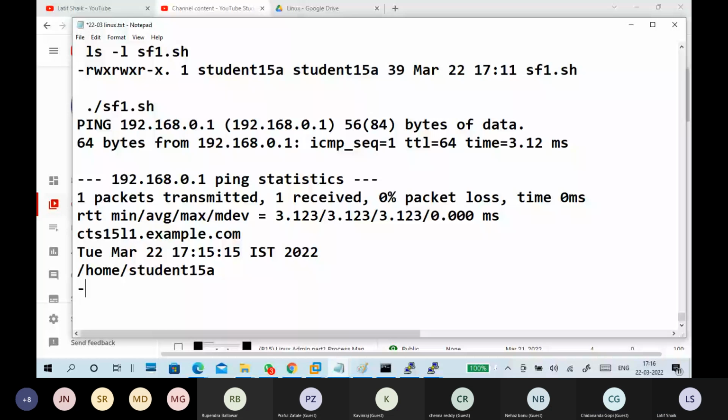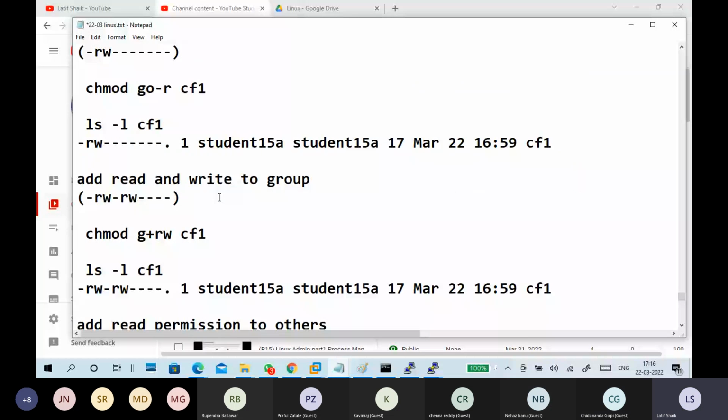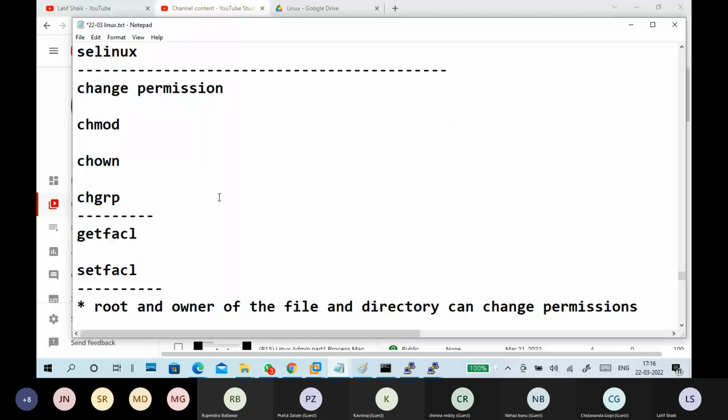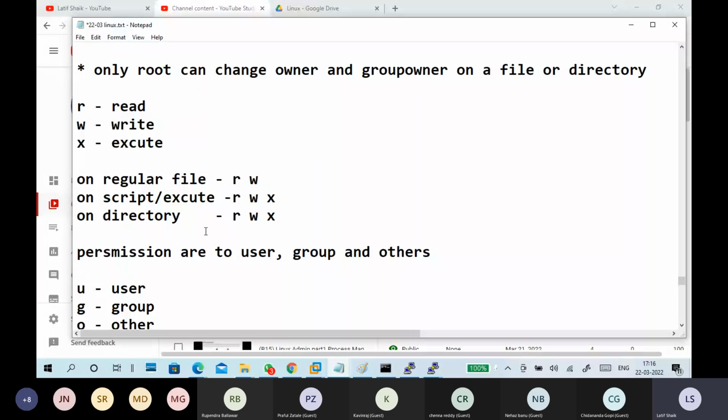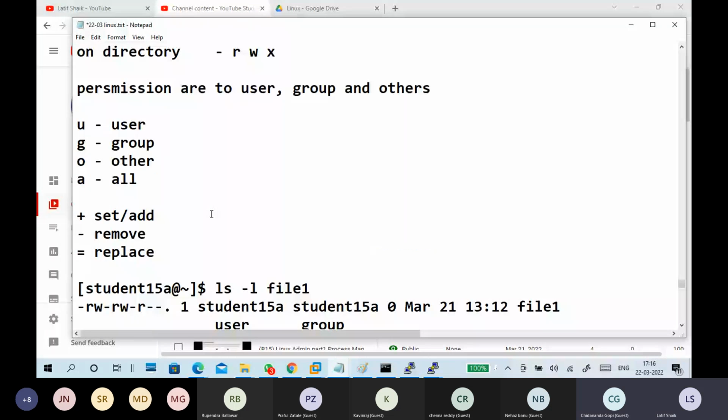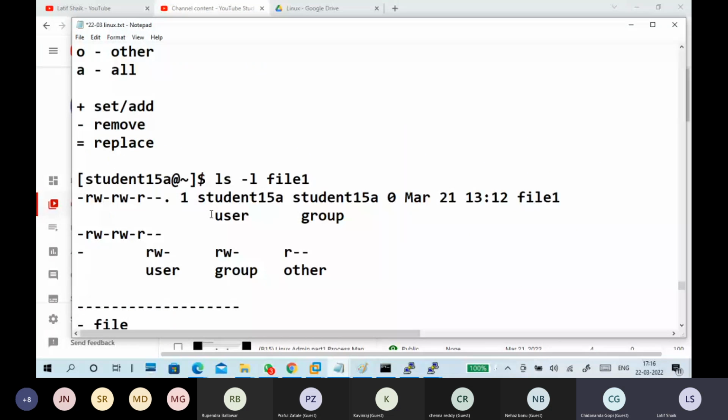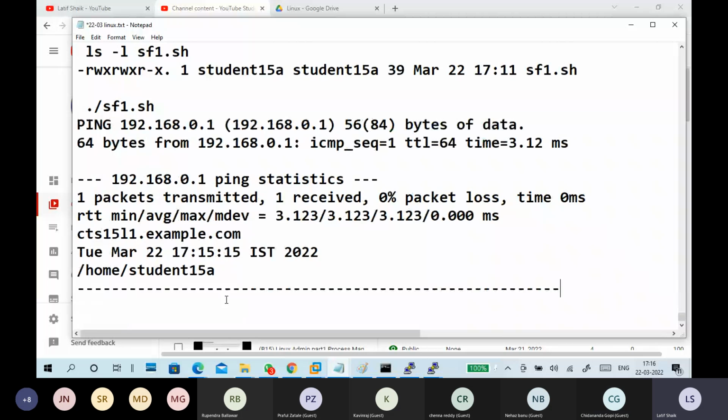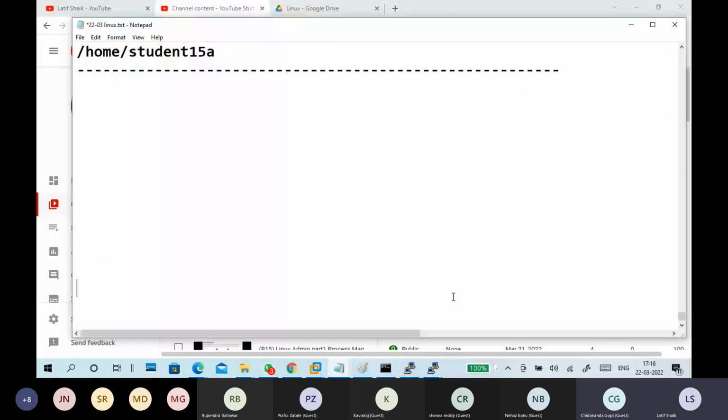So this is how to give permissions in the symbolic mode. What I told you, the entire thing is symbolic mode. Next one is numerical mode or absolute mode.